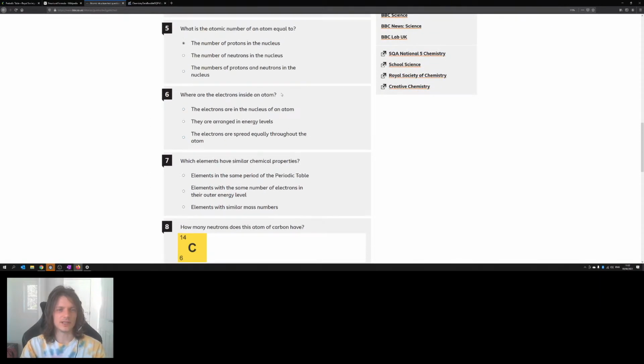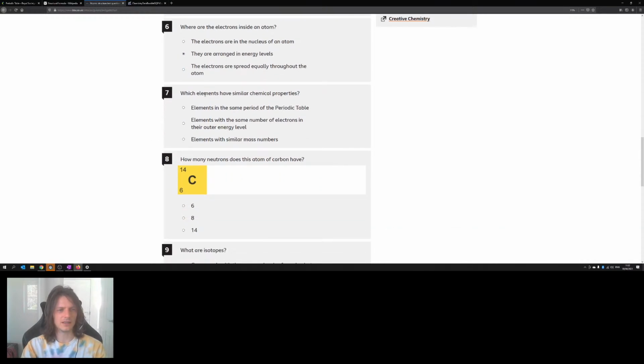Where are the electrons inside an atom? The electrons are arranged in energy levels. The electrons are spread equally throughout the atom. Negative. Which elements have similar chemical properties? Elements in the same period of the periodic table. Elements with the same number of outer energy level. Elements with similar mass numbers.